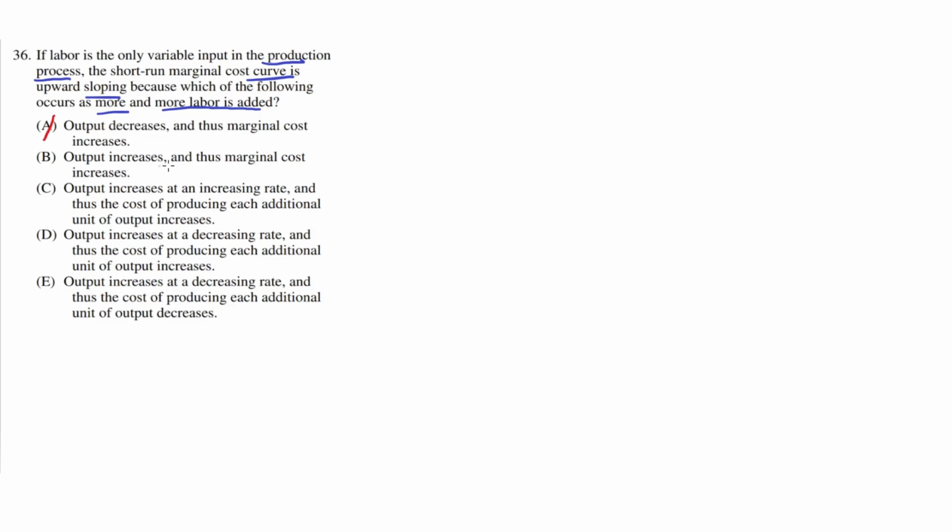B, output increases and thus marginal cost increases. Although it is true that marginal cost increases and output does increase, it doesn't permanently increase at the same rate. And because option choice B doesn't mention the rate at which this output increases, B is incorrect.